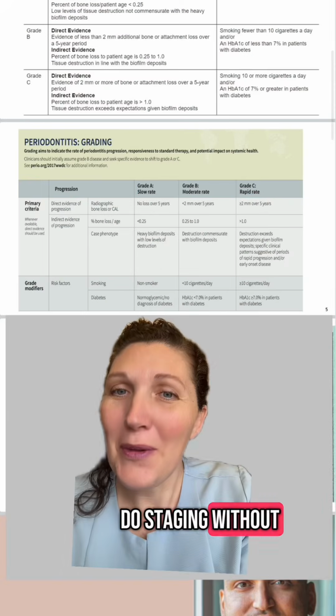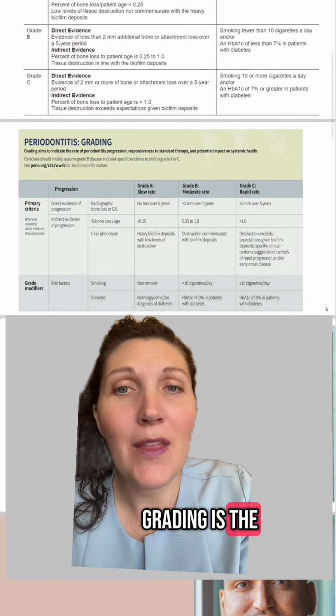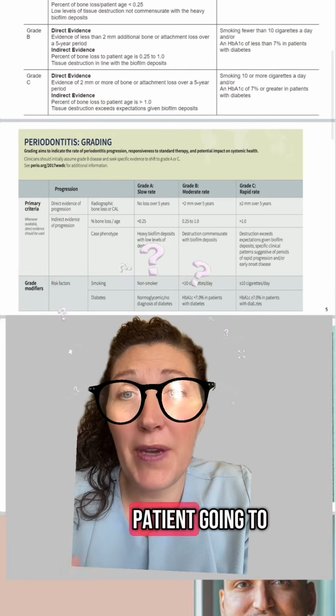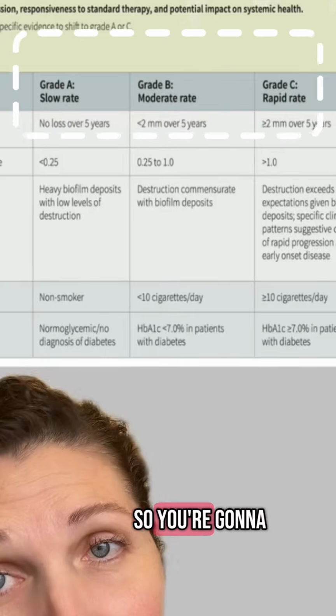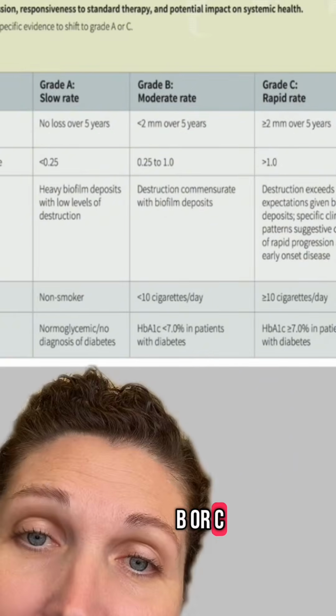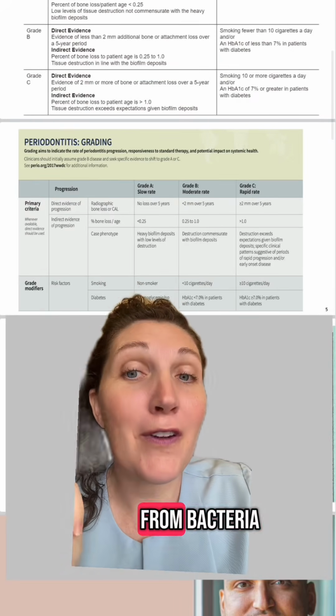Well, we can't do staging without doing grading. While staging is how bad is it, grading is the progression. Essentially, is this patient going to lose this tooth based on the rate of loss? So you're going to give your patient a grade A, B, or C. Reminder, only if they have periodontitis, an active infection from bacteria.